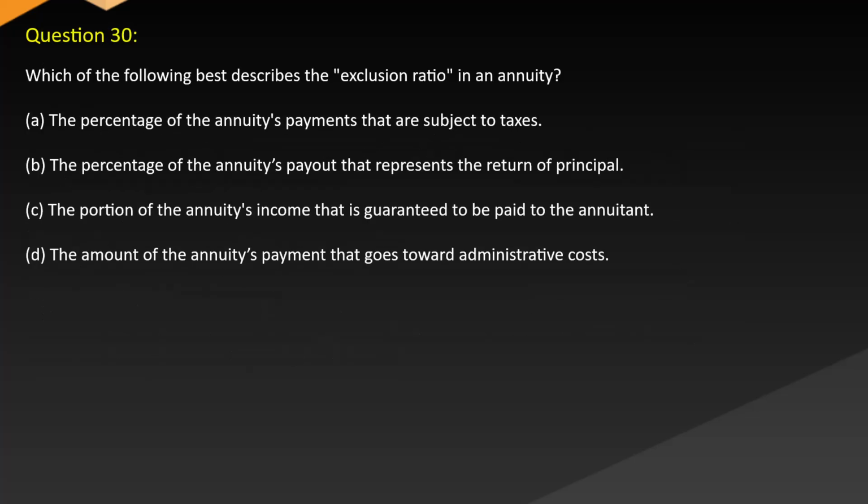Question 30. Which of the following best describes the exclusion ratio in an annuity? A. The percentage of the annuity's payments that are subject to taxes. B. The percentage of the annuity's payout that represents the return of principal. C. The portion of the annuity's income that is guaranteed to be paid to the annuitant. D. The amount of the annuity's payment that goes toward administrative costs.